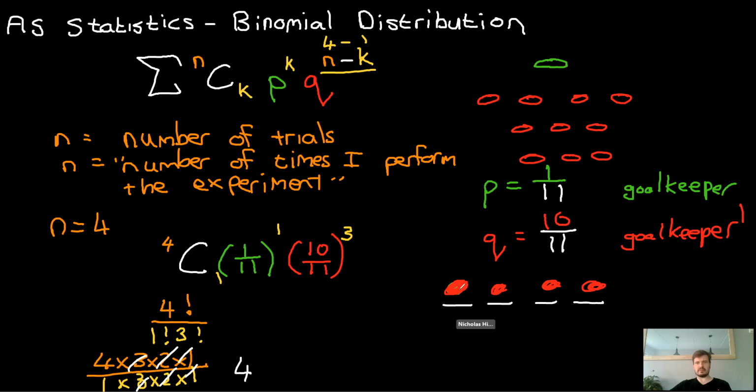Well, that's the 4 times, right? I could pick him first, second, third, or fourth. So that makes sense. And then let's look at the next bit. So this green bit here is the 1 Alison. So that could be over here. Right? So that would be the 1 out of 11. And then the 10 to the 3, well, that's 10 over 11.